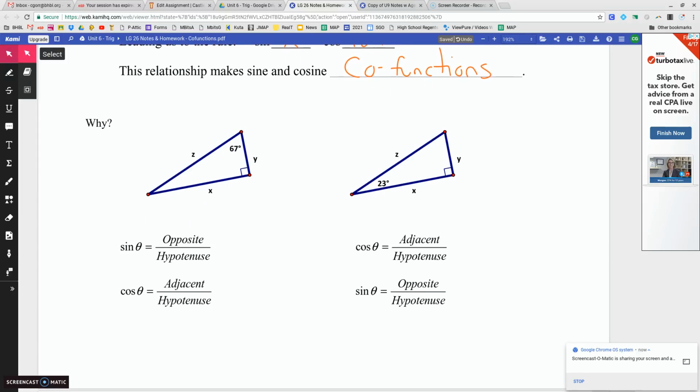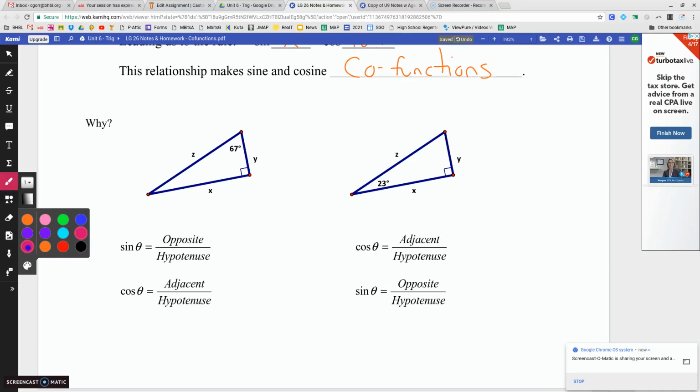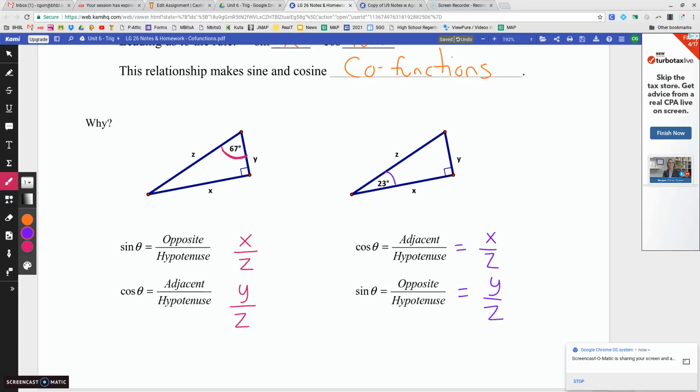So what we're going to do is we're going to look at these two triangles here. And we're going to first look at our reference angle of 67 degrees. So if I use a reference angle of 67 degrees, my opposite side is my x, my hypotenuse is my z, my cosine is my y, my hypotenuse again is z. Now when I look over at my other triangle here and I use 23 as my reference angle, I notice that my adjacent is my x over z and my opposite is my y over z.